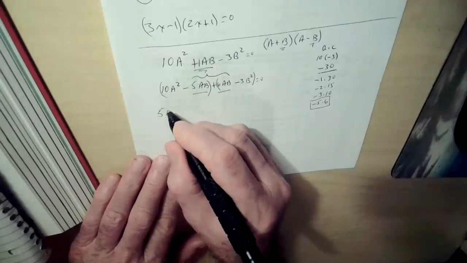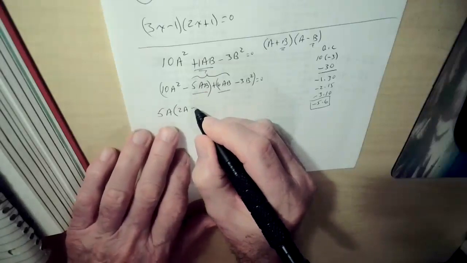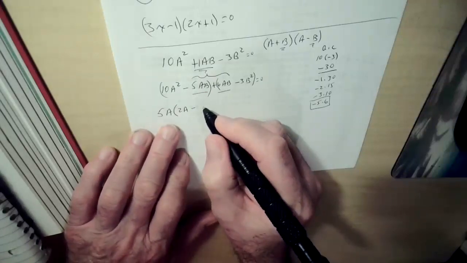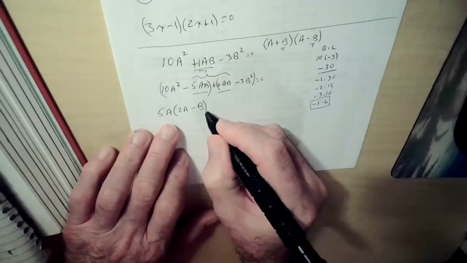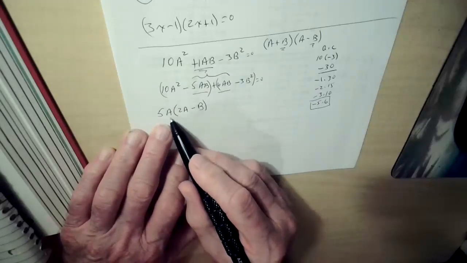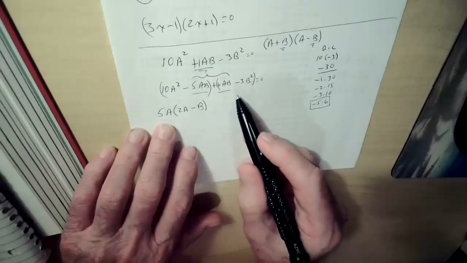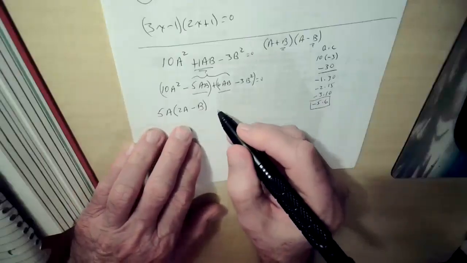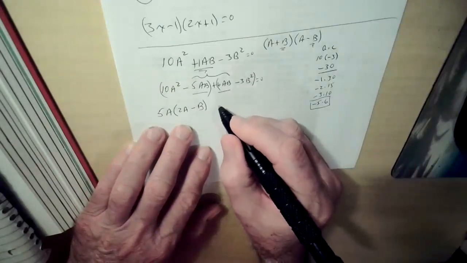Now what can we factor out of both of these terms here? Looks like 5a. 2a minus b. Now let's go backwards. 5a times 2a is 10a squared, that's right. 5a times negative b is negative 5ab. That's right. What can we factor out of these two?